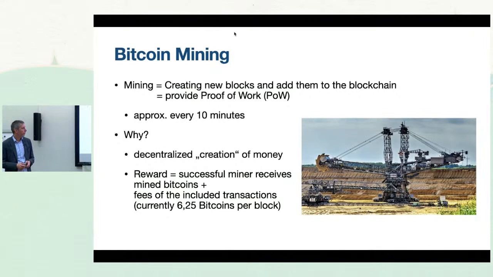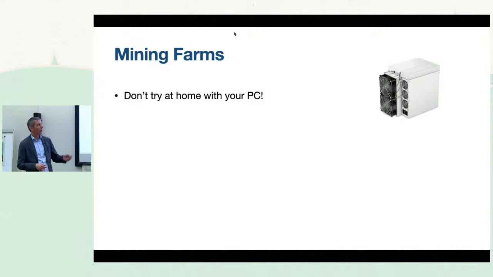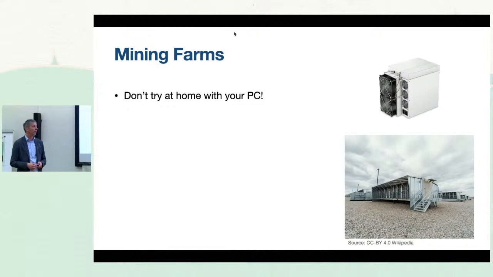So if you are a successful miner, meaning you have a valid block created, you receive the mined Bitcoins as well as the fees of the transactions. And in these days, it's approximately 6 Bitcoins. If you know the value, it's between $30,000 and $40,000 today. So it's a lot of money you can earn by creating a new block. But you shouldn't try this at home. That's nothing for your laptop, because today it's done with special hardware, specially designed chips, and it's typically done in a farm. This is a small one here.